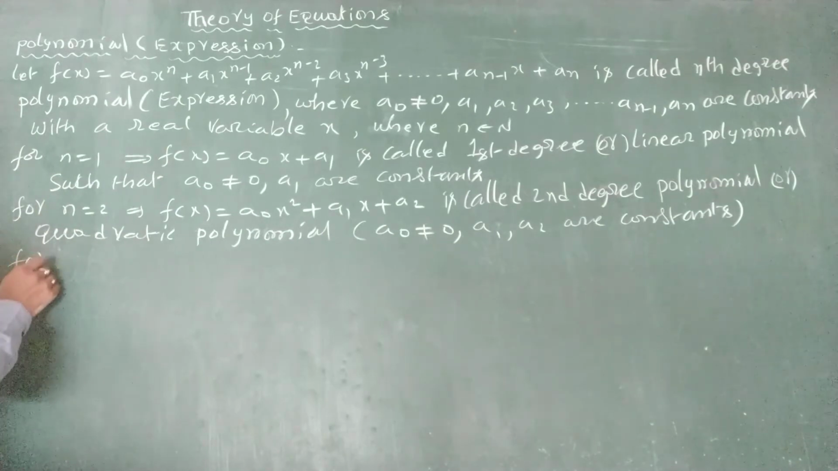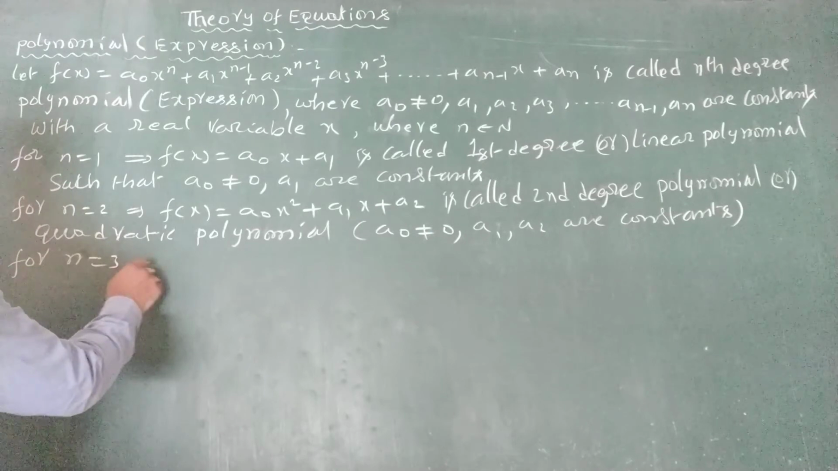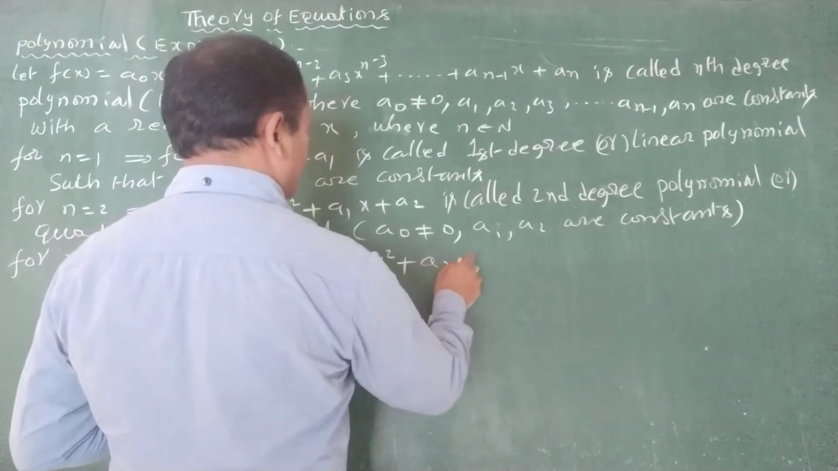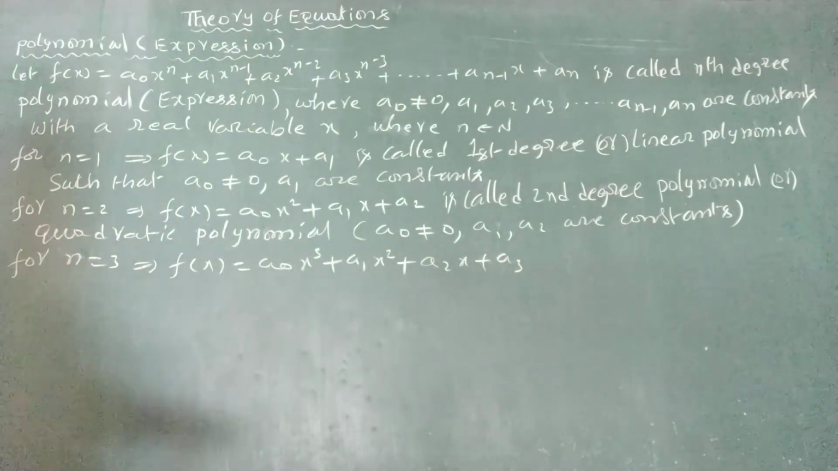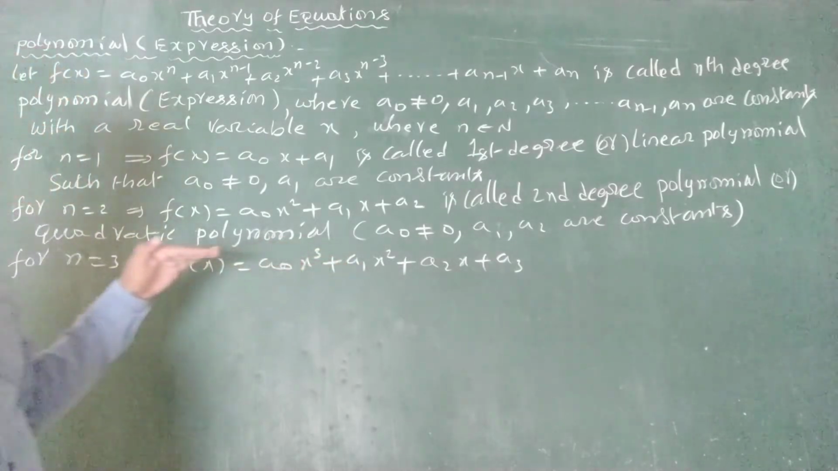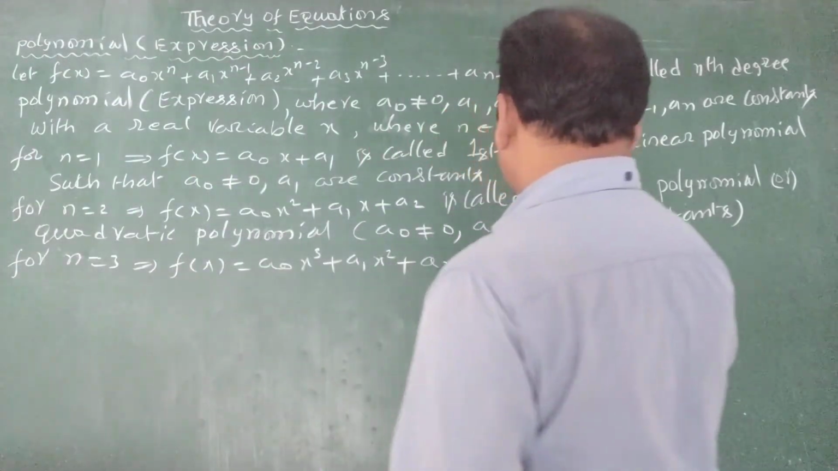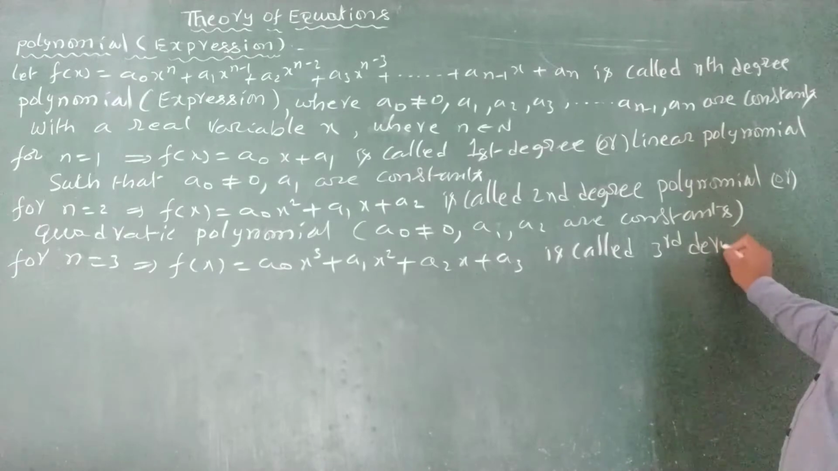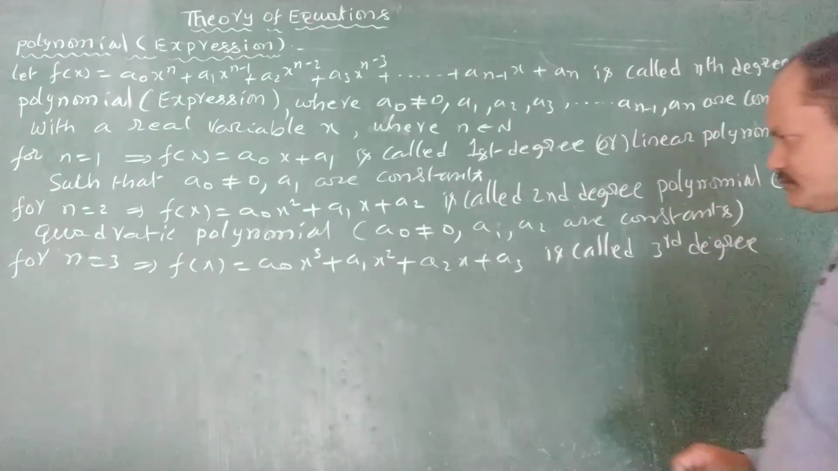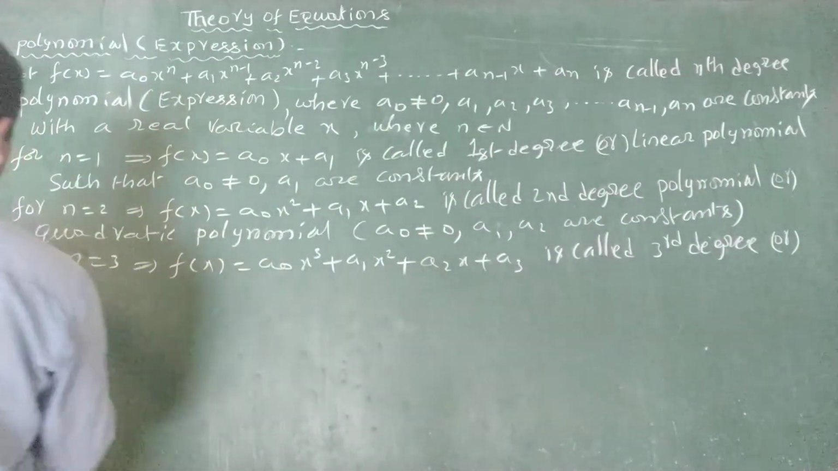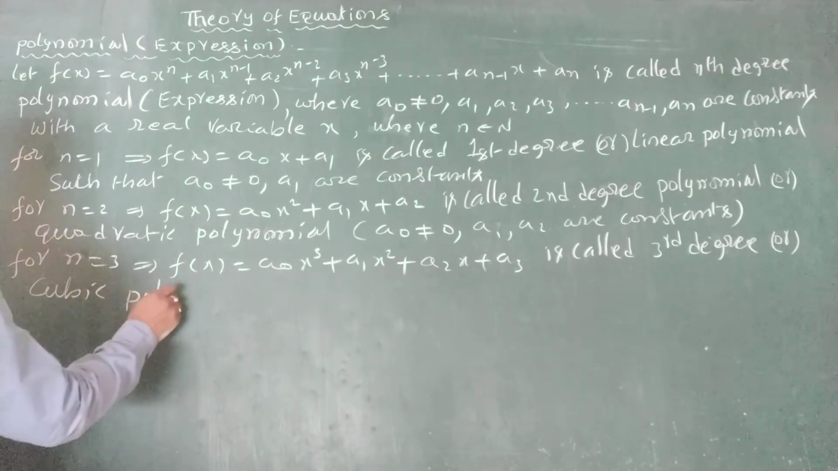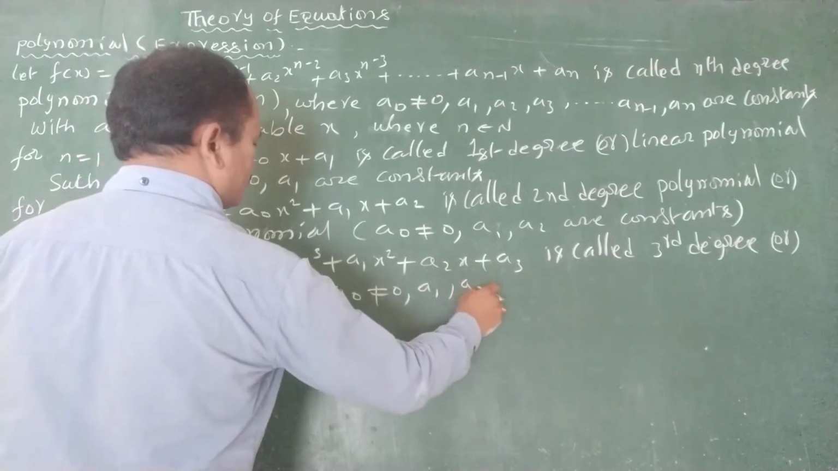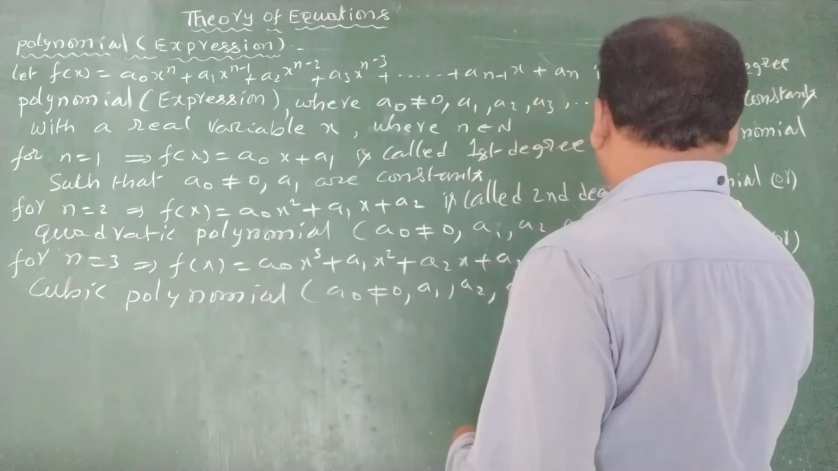Now, for n is equal to 3, f of x is equal to a naught x cube plus a1 x square plus a2 x plus a3 represents a third degree polynomial or cubic polynomial, where a naught not equal to 0, a1, a2, a3 are constants.